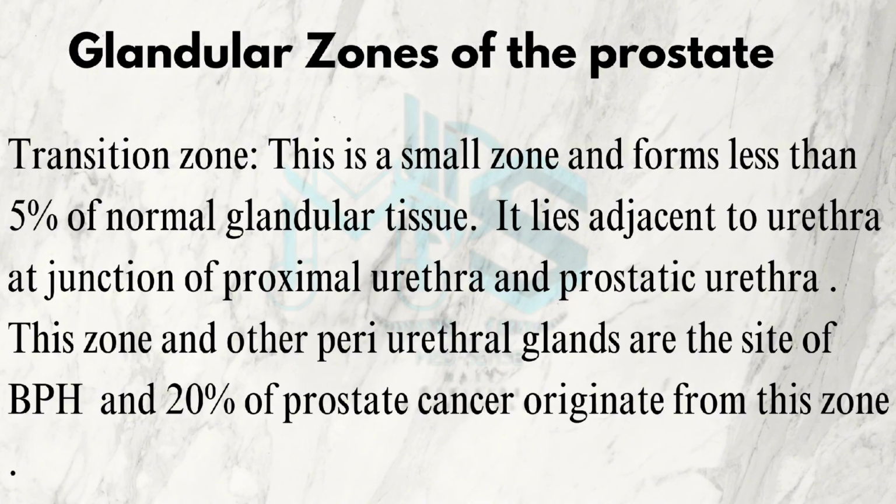Now we are looking at the transition zone. Now the transition zone, this is the smallest zone and forms less than 5% of the normal glandular tissue. It lies adjacent to the urethra at the junction of the proximal urethra and prostatic urethra. This zone and other periurethral glands are the site of BPH. So finally we've seen the site that BPH originates from, and 20% of prostate cancers originate from this zone.